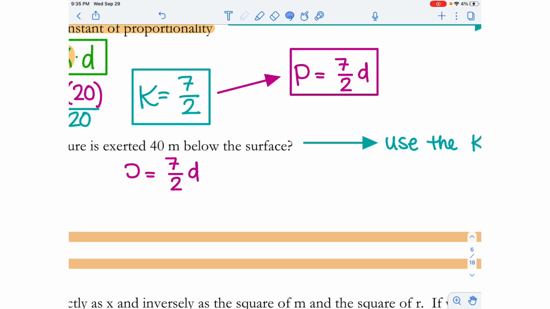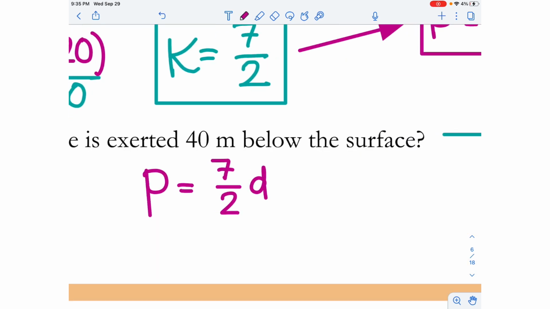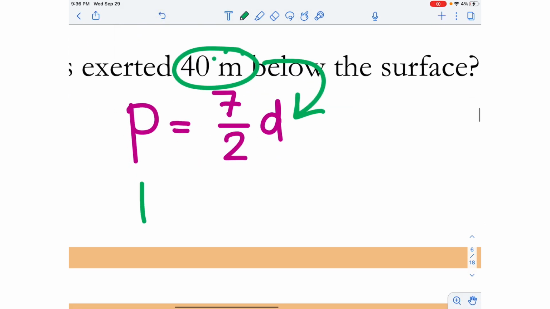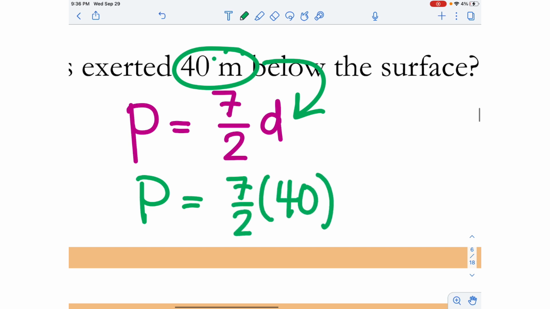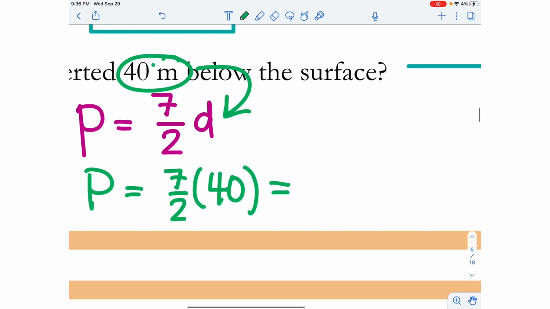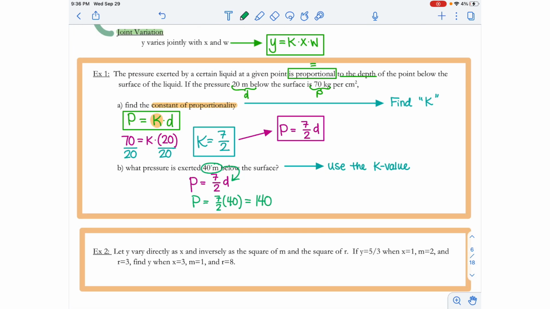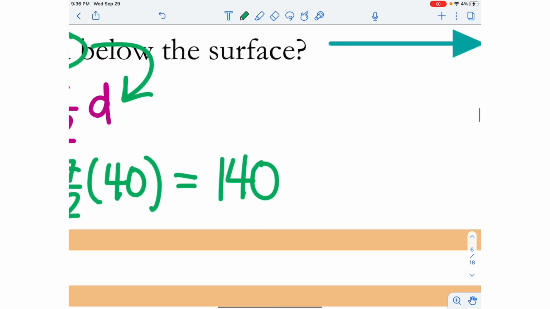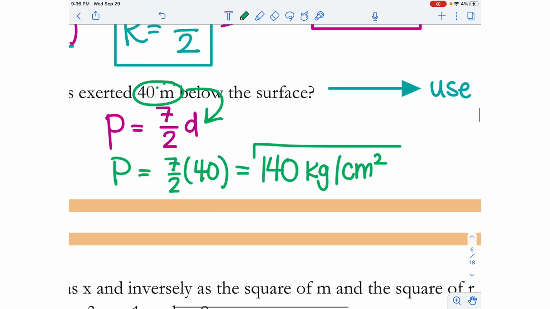I'm looking for the pressure. I know that the new depth is 40. So P equals 7 over 2 times 40. You can use a calculator for that if you need to. I like to just do this in my head. 40 divided by 2 is 20. 20 times 7 is 140. And the pressure's units are kilograms per centimeters squared. So that is the answer.